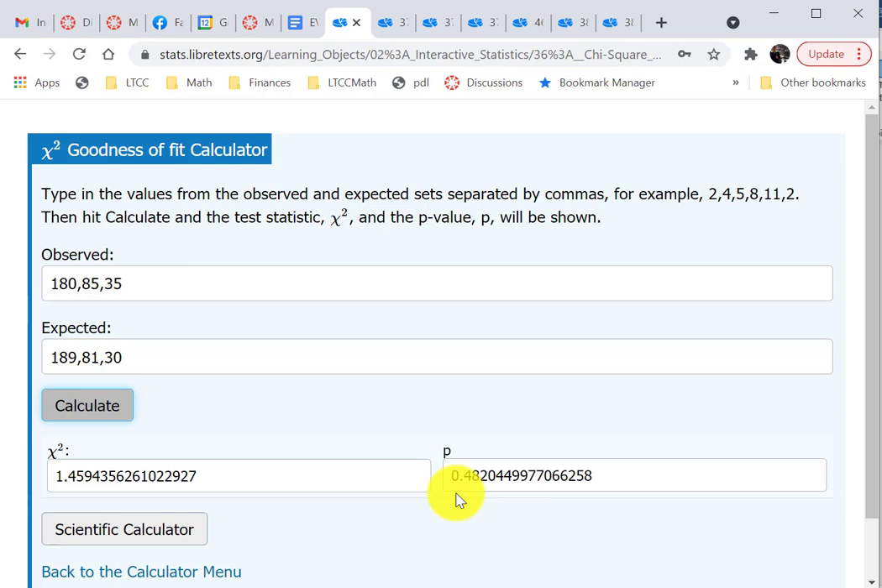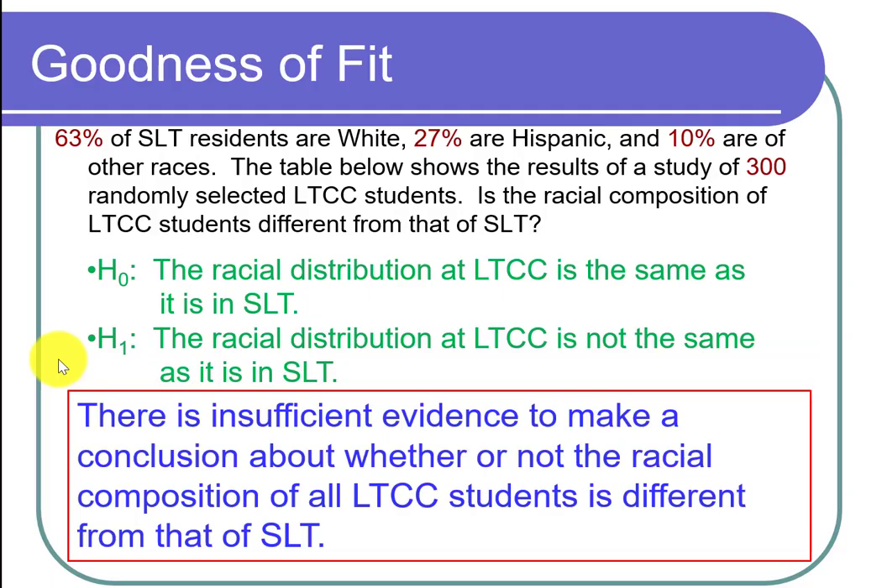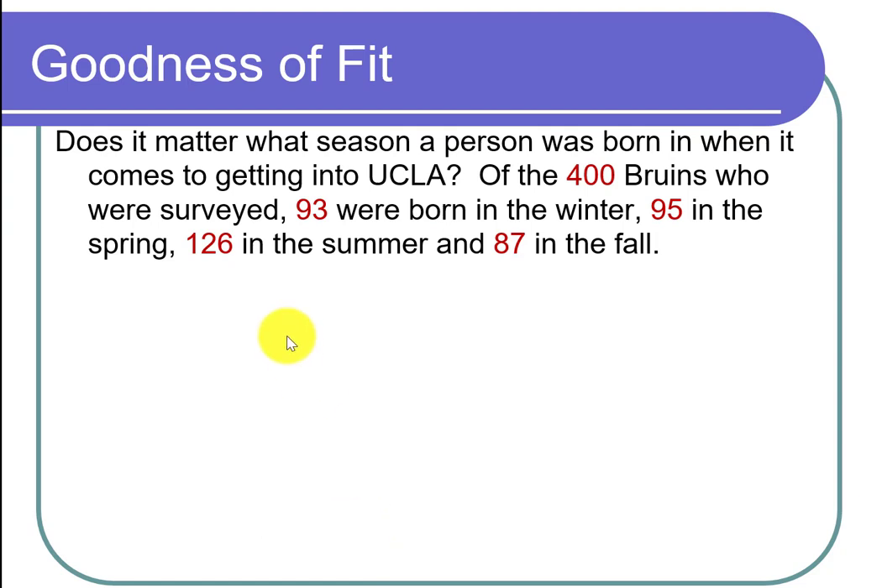So let's go back and interpret. Our conclusion is there is insufficient evidence to make a conclusion about whether or not the racial composition of all Lake Tahoe Community College students is different from that of South Lake Tahoe. And that's it. That's how we apply the goodness of fit test. Let's look at another example.